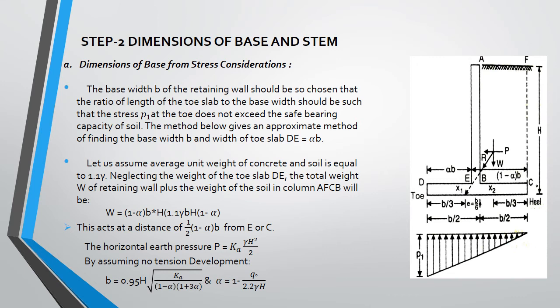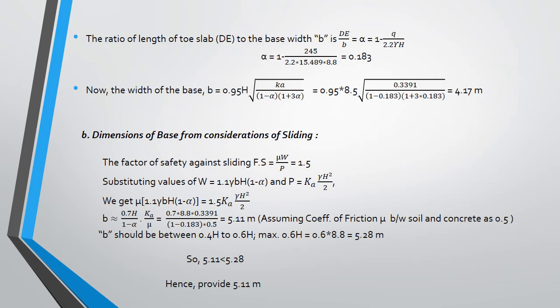The base width B should be so chosen that the ratio of the toe slab to the base width is such that the pressure at the toe does not exceed the safe bearing capacity. So by assuming the unit weight of concrete and soil equal to 1.1 gamma, we get W as total weight of retaining wall as W is equal to (1 minus alpha) into B into H into 1.1 gamma. The base width is evaluated by using this formula, and alpha is the ratio between the toe slab width and B. Now from this formula we got alpha as 0.183, and the base width B is equal to 4.17 meters.